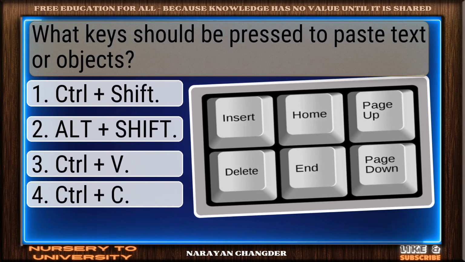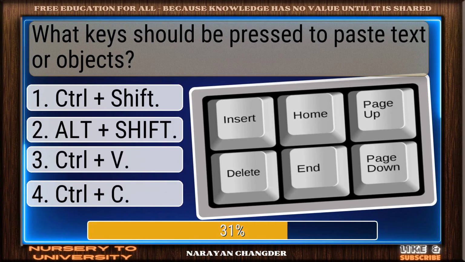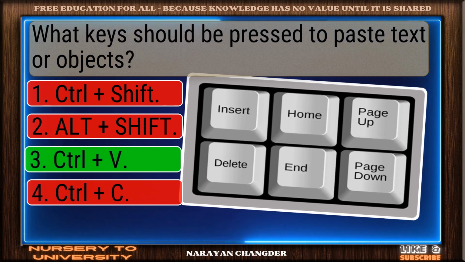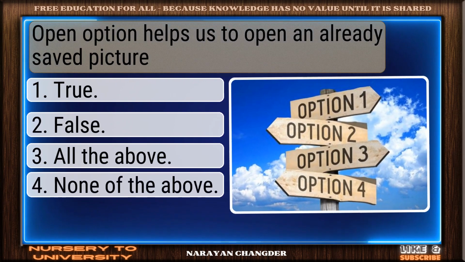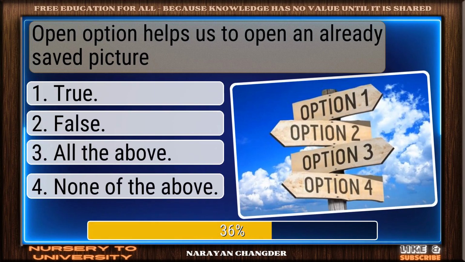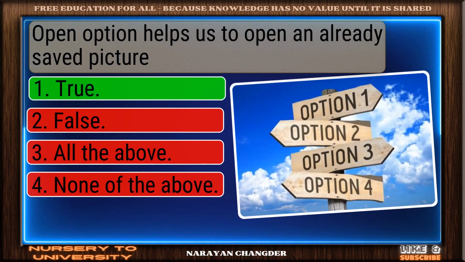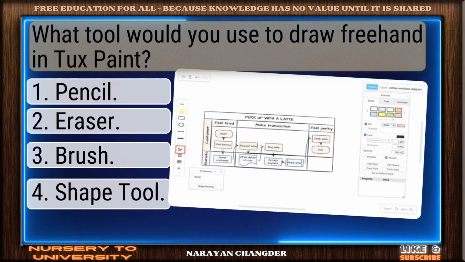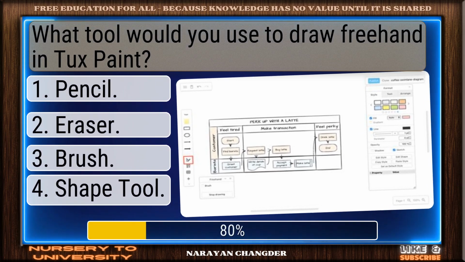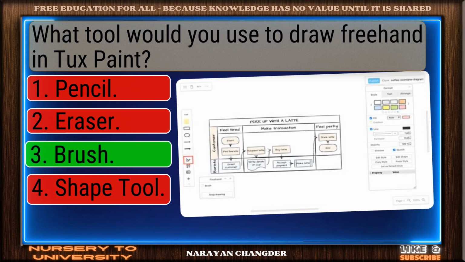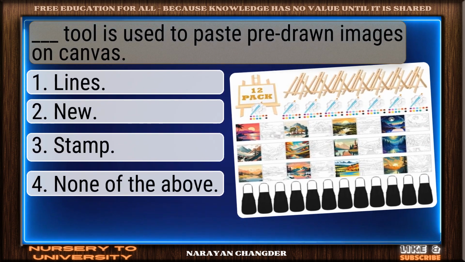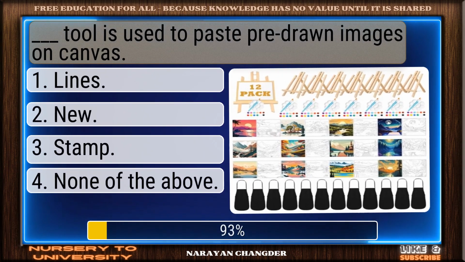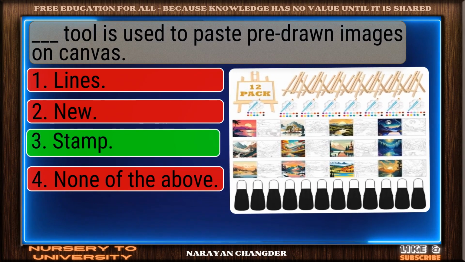What keys should be pressed to paste text or objects? Correct response. Ctrl plus V is accurate. Open option helps us to open an already saved picture. Great job. True is accurate. What tool would you use to draw freehand in Tux Paint? Bravo. Brush is the answer. Dash tool is used to paste pre-drawn images on canvas. You're right. Stamp is correct.